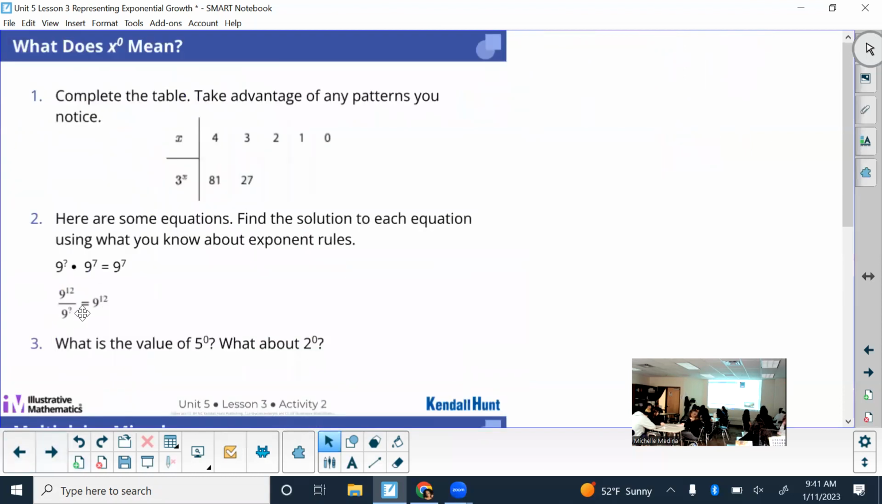All right, now on to today's activity. So in your groups, complete the table and take advantage of any patterns that you notice. So complete the table, make sure everyone in your group agrees. If you disagree, talk it out. So I'll assign a reporter in a little bit, and then also answer 2 and 3 on your paper.